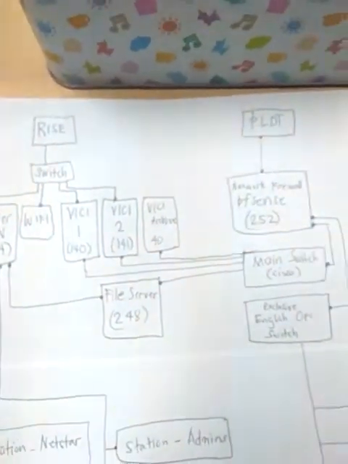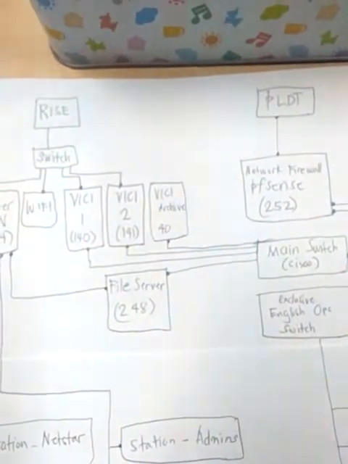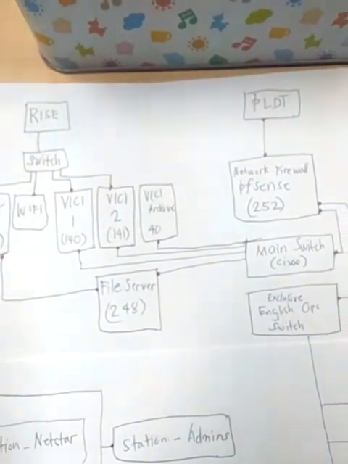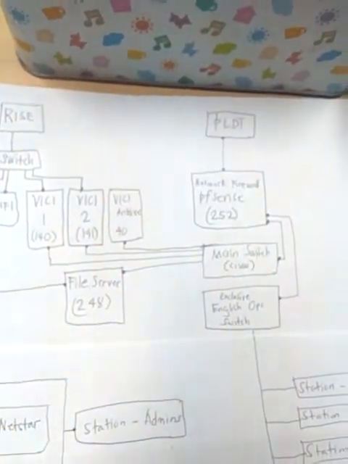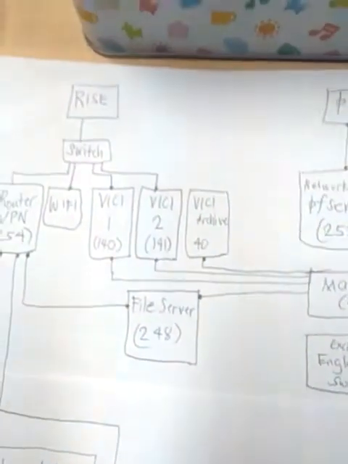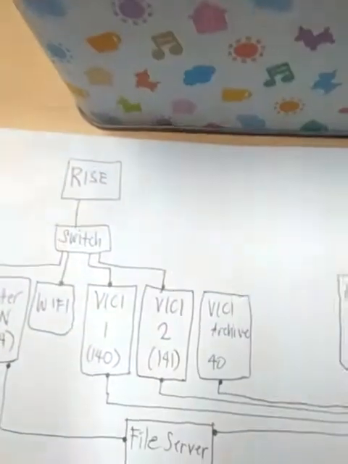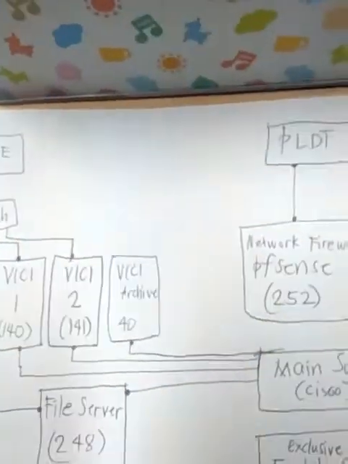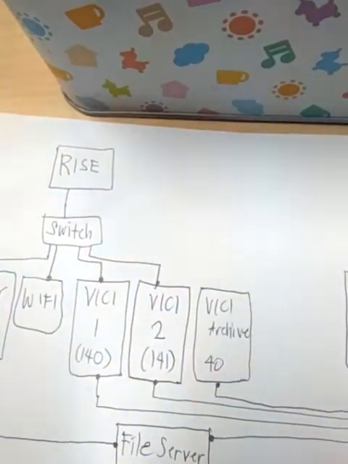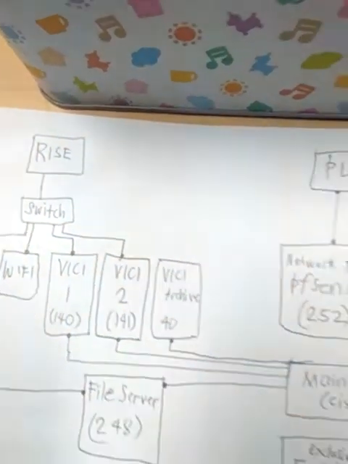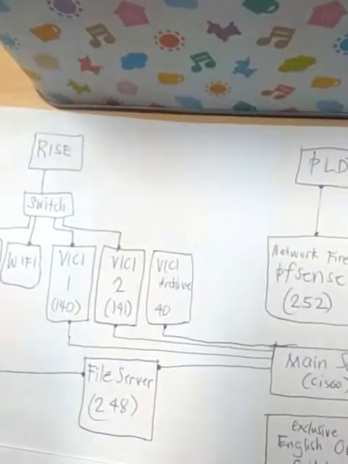So I'm writing down what we call the network map, the network topology of our network infrastructure. The first is the ISP, or the internet service provider. So this is the flow here. Here's the flow of our network setup. So we have RISE and PLDT.